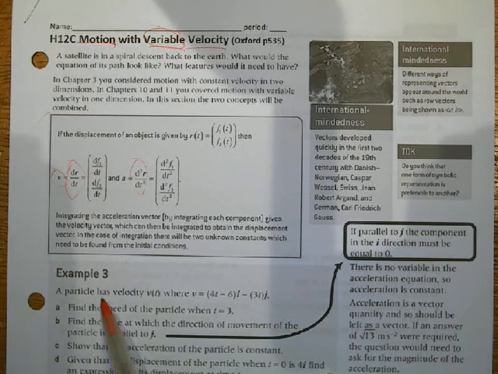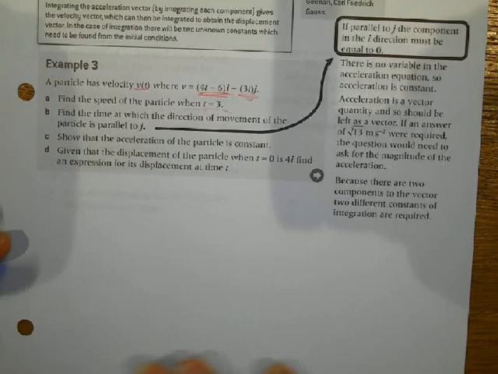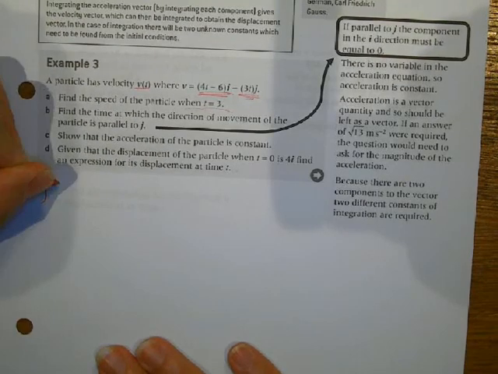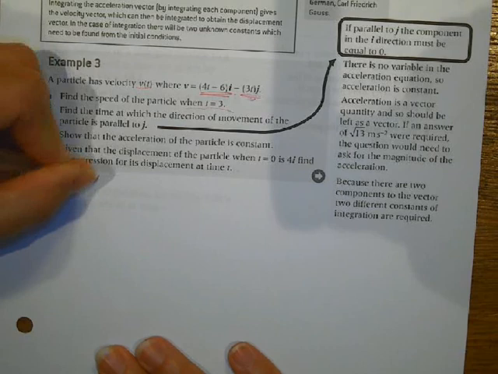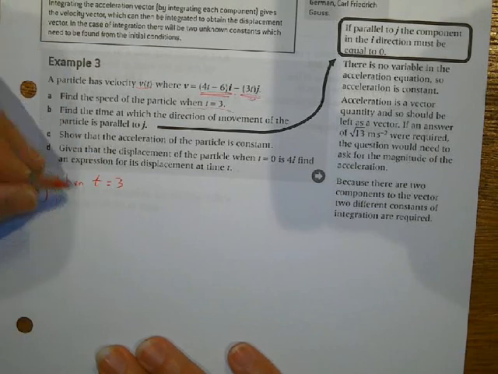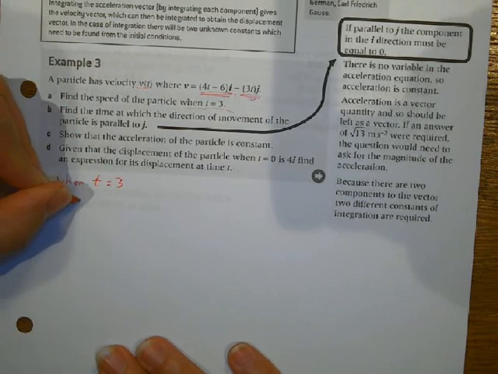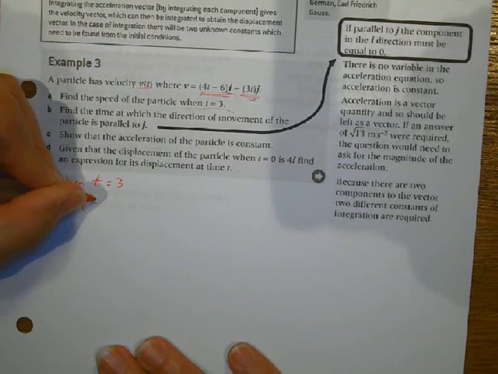A particle has this velocity where the x component is this and the y component is this. Find the speed of the particle when t equals 3. Question A is relatively simple. When t equals 3, we're just going to plug in 3 for t. It's very simple.